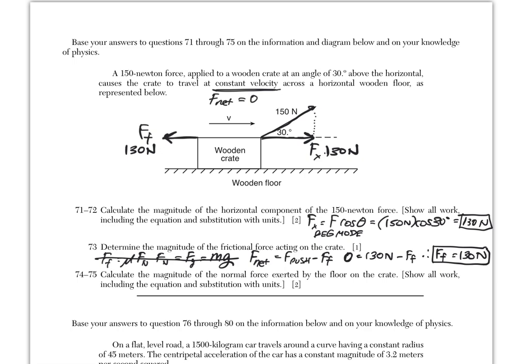If you said 150, it's only 1 point, so not the end of the world. Now it says find the normal force.